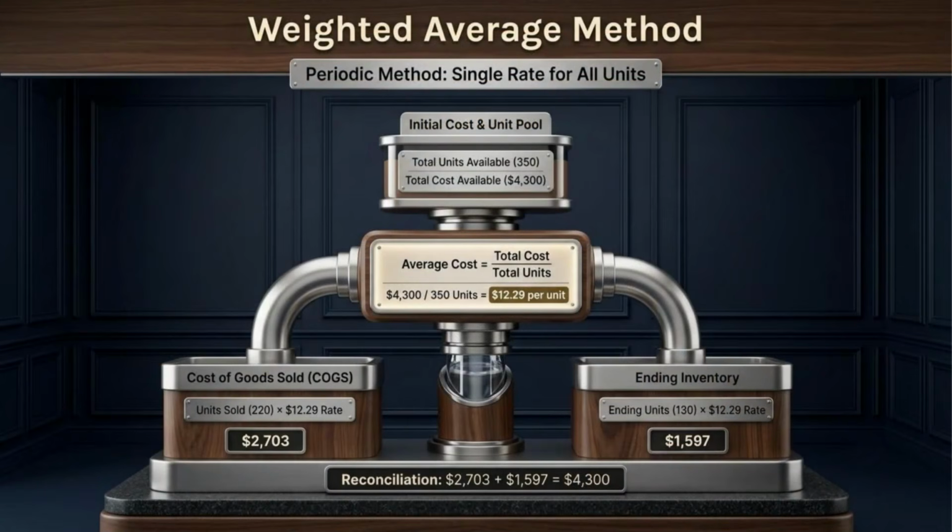Under the periodic weighted average method, we calculate one blended average cost for all units available during the period. Total cost available is $4,300 and total units available are 350, so the average cost is approximately $12.29 per unit. Cost of goods sold is 220 units multiplied by $12.29, which equals $2,703 after rounding. Ending inventory is 130 units multiplied by the same average cost, which equals $1,597. The reconciliation is 2,703 plus 1,597, giving the full $4,300.